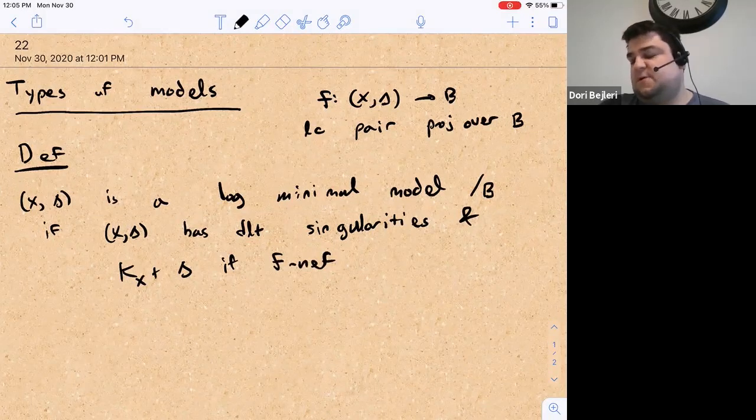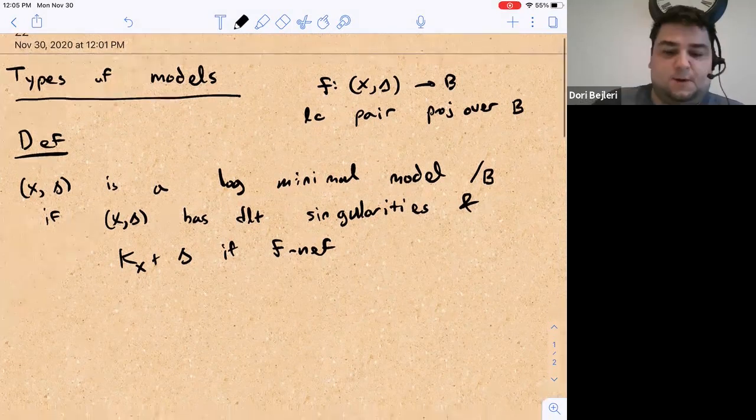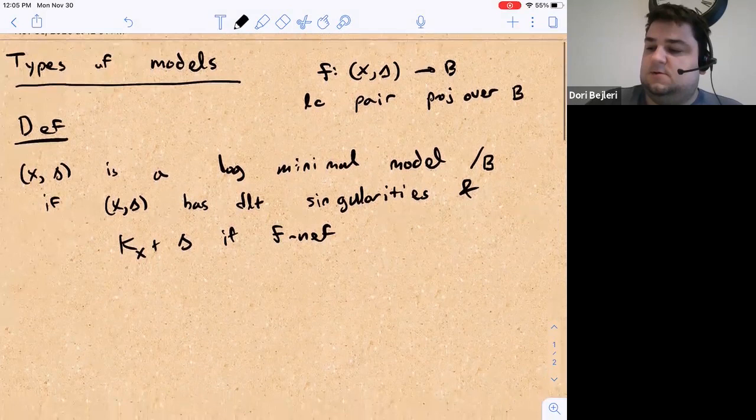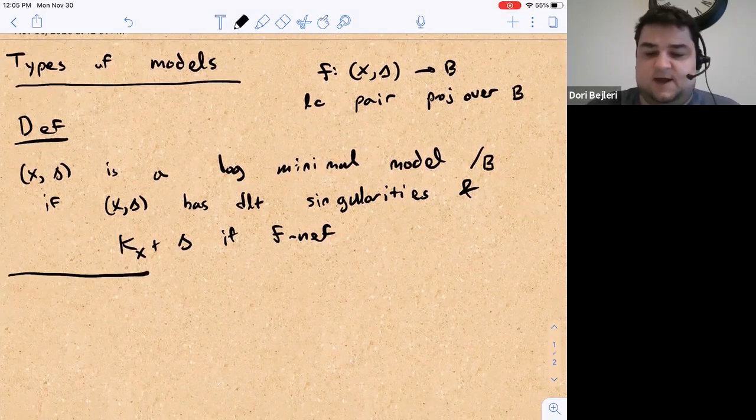But what we really want is, if we're given an X, Delta, we want to produce its log minimal model. So we need a definition for a version of log minimal model with respect to a different pair, rather than just in the absolute sense. Okay, so what properties should it have?